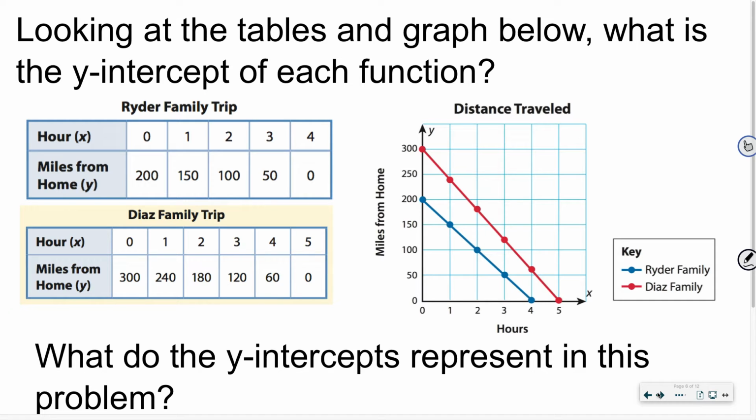We already found the y-intercept. We found that it's 300 and 200, and we see it here as well. What does it represent in this situation? What's the context here? They're miles from home, absolutely.